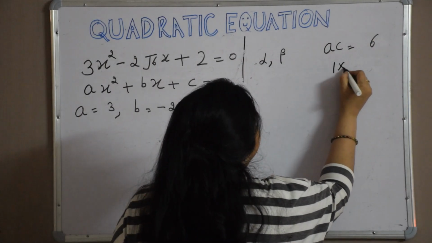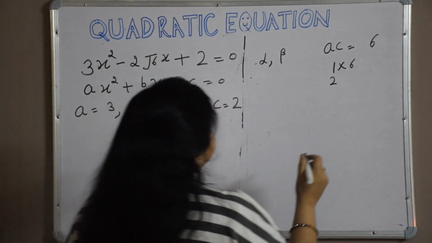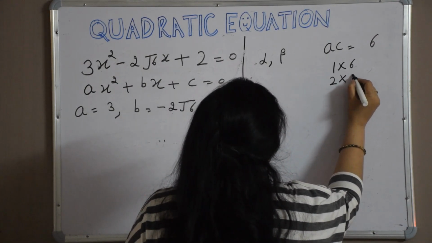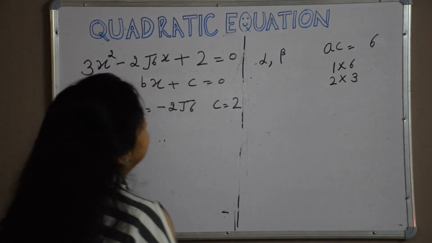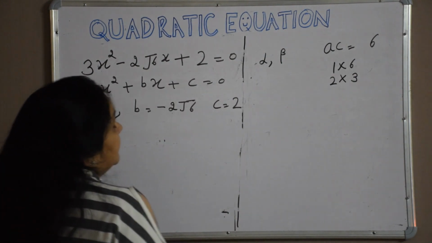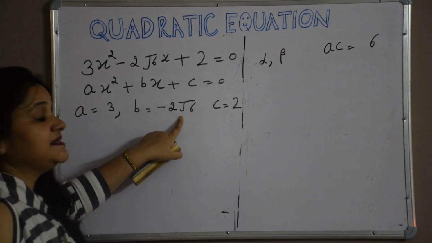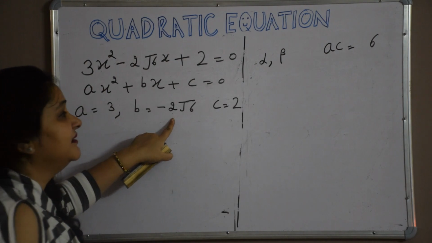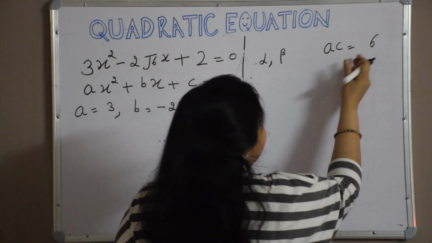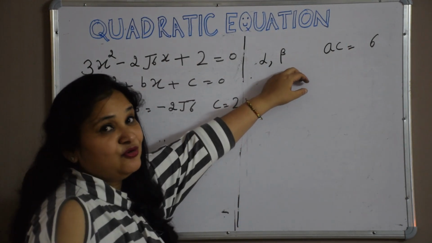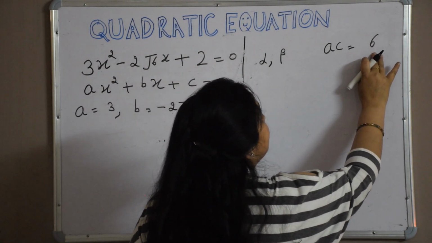First we will start from 1 into 6, then 2 into 3. But see, it is different. We have minus 2 root 6 because our b is irrational here. So we have to choose alpha and beta very carefully. And 1 into 6 and 2 into 3 will not work here. We have to choose alpha and beta also irrational, and the product should be the rational number 6.